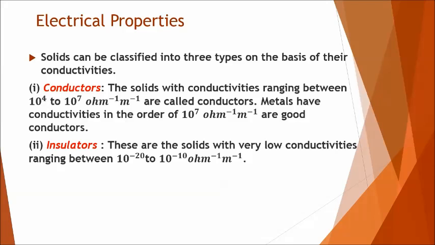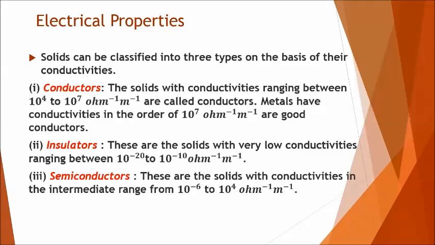Next one is insulator. The substance through which the electricity doesn't pass is said to be an insulator. We know rubber and plastic are the examples. These are the solids with low conductivities ranging between 10 raised to minus 20 to 10 raised to minus 10 ohm inverse meter inverse.